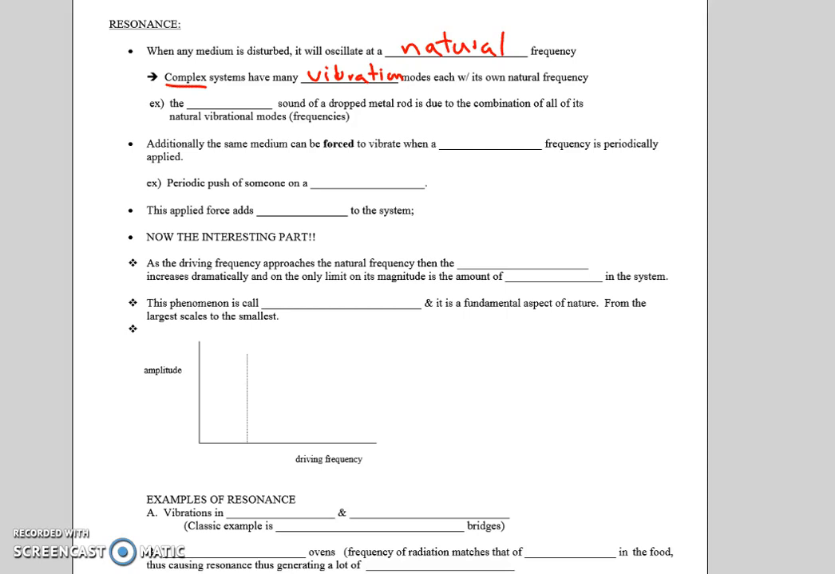Okay, and a nice example of that is that tinny, metallic sound of a dropped metal rod. We can tell it's metal because of specific frequencies that are on the higher end of the frequency spectrum as opposed to, let's say, wood.